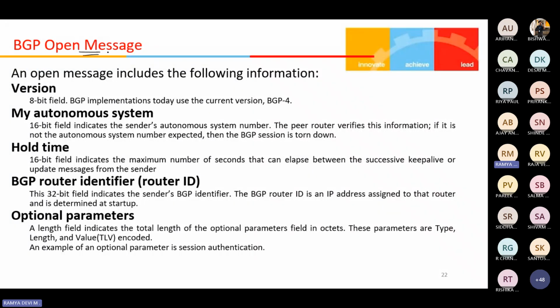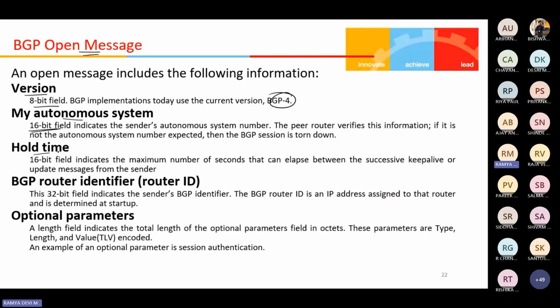Fine. Now we'll see the open message. The open message is the first BGP message sent after the TCP three-way handshake. It will include a version, which is an 8-bit field indicating the protocol version. In this example, it is BGP 6. The next one is the autonomous system number, represented as a 16-bit field, a unique value which is verified against the expected value. If the AS number is incorrect, the BGP session will be terminated.